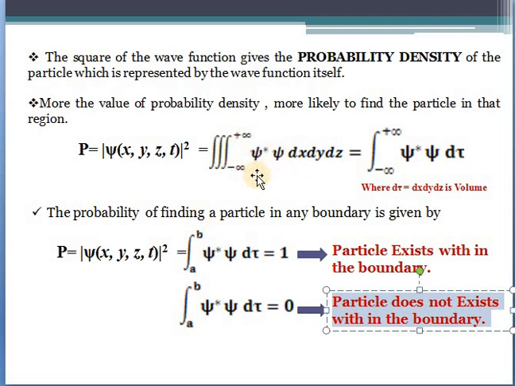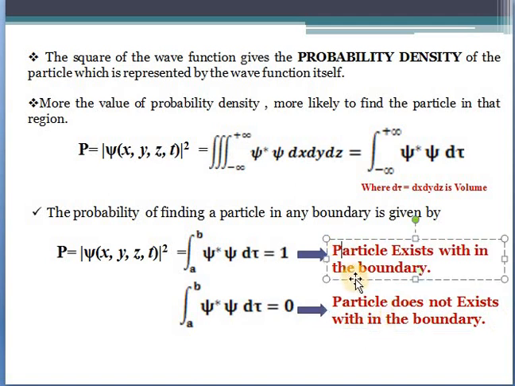Okay, so you have considered a quantum mechanical system within a boundary from A to B, and you have defined a wave function psi, which is a complex function. Now if you find the probability density, that is the integral A to B of psi star psi d tau, and you come across the value 0, this suggests that the particle does not exist in the boundary. Or if you come across the probability density value 1, then you can confirm that the particle exists within the boundary. So this may or may not happen, isn't it?